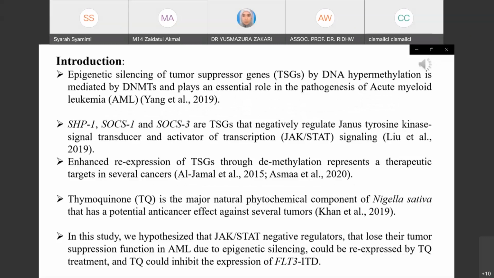SHP1, SOCS1, and SOCS3 are tumor suppressor genes that negatively regulate the JAK-STAT signaling pathway. Enhanced re-expression of the tumor suppressor genes through demethylation represents a therapeutic target in several cancers. Thymoquinone is the major natural phytochemical compound of Nigella sativa seeds that has potential anti-cancer effects against several tumors. In this study, we hypothesized that JAK-STAT negative regulators that lose their tumor suppression function in acute myeloid leukemia due to epigenetic silencing could be re-expressed by thymoquinone treatment, and thymoquinone could inhibit the expression of FLT3 with internal tandem duplication.